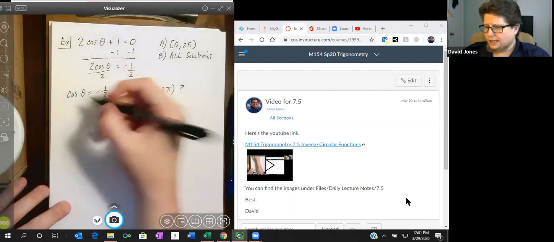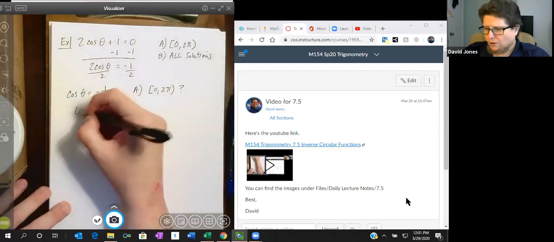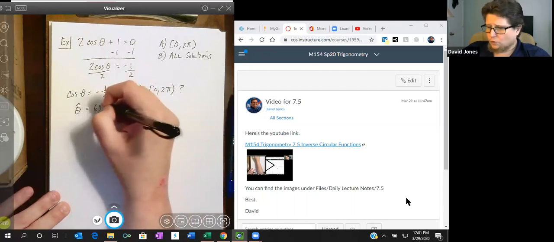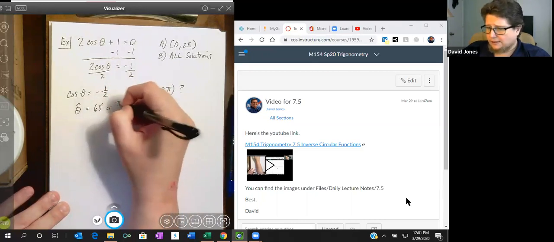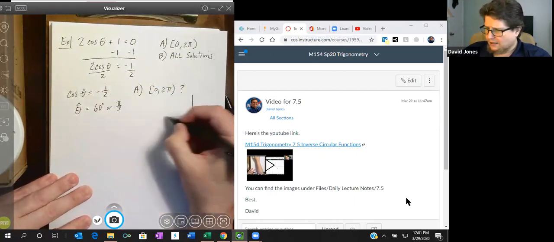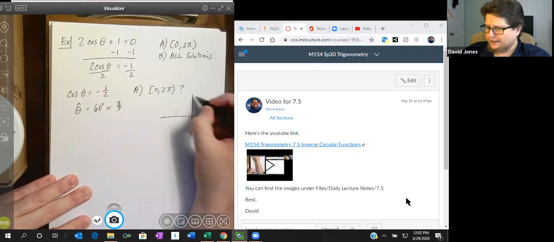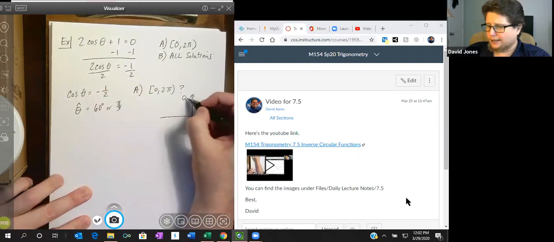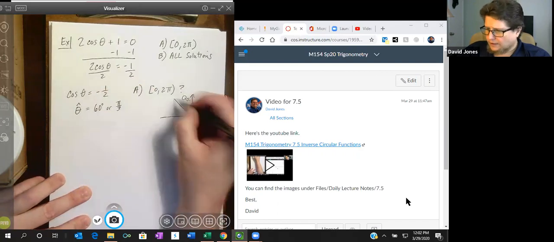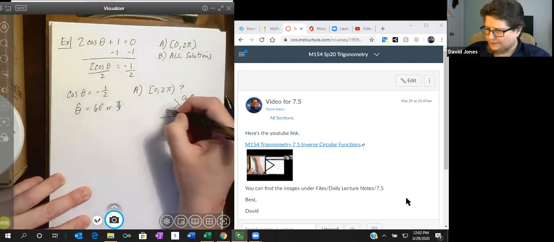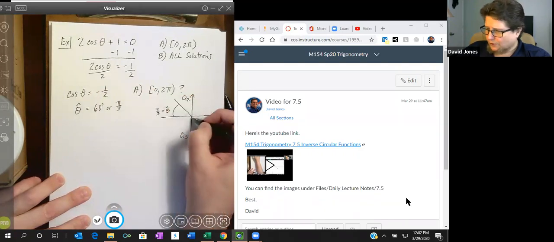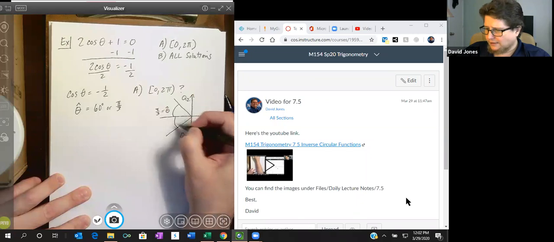When cosine theta equals 1/2, we have a reference angle of 60 degrees or pi over 3. And cosine is negative in quadrants 2 and 3. So we're looking at a reference angle of 60 degrees there, or pi over 3, and we're looking at pi over 3 here.